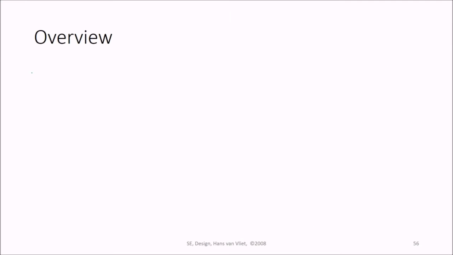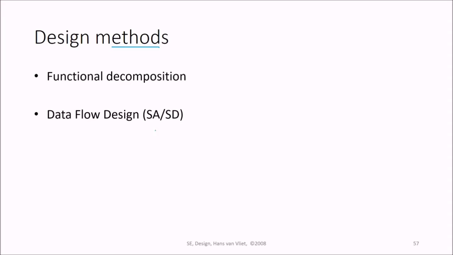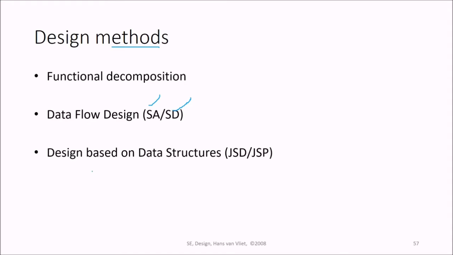So we were discussing software design, and the content we have taken is introduction, design principles, and design methods. We'll see more of the design methods. First is the functional decomposition method. Then you have data flow design, that is SASD. In this, SA is structured analysis and SD is structured design. So this is known as data flow design. So first is functional decomposition, then data flow design, then design based on data structure.